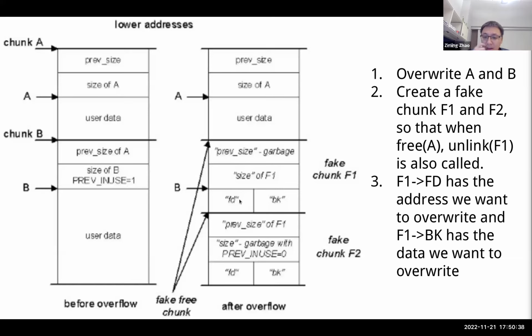Then after that, that's what our exploit looks like. Forward, we'll have the address we want to overwrite minus 12. Backward, we have the data we want to overwrite. Okay, does it make sense?